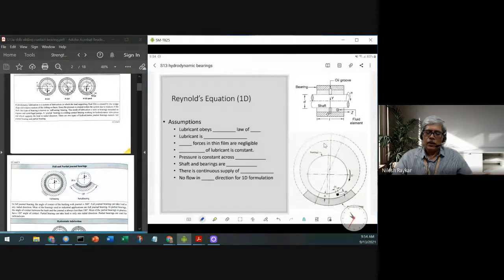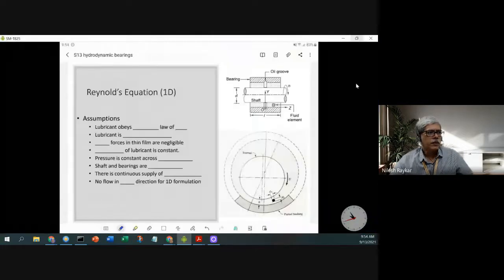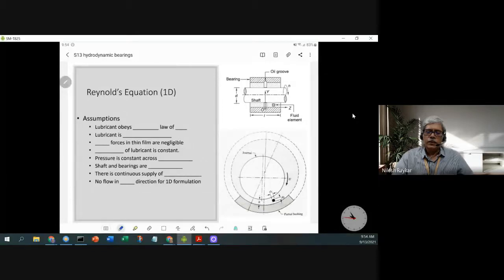Okay, so the first assumption is that the lubricant is of a certain type. Let me maximize so that you can read properly. For the first assumption, I just kept some places blank so you can tell me what should be that assumption, which you can guess very easily. So the lubricant is assumed to be a certain fluid type which obeys which law? Can you tell?